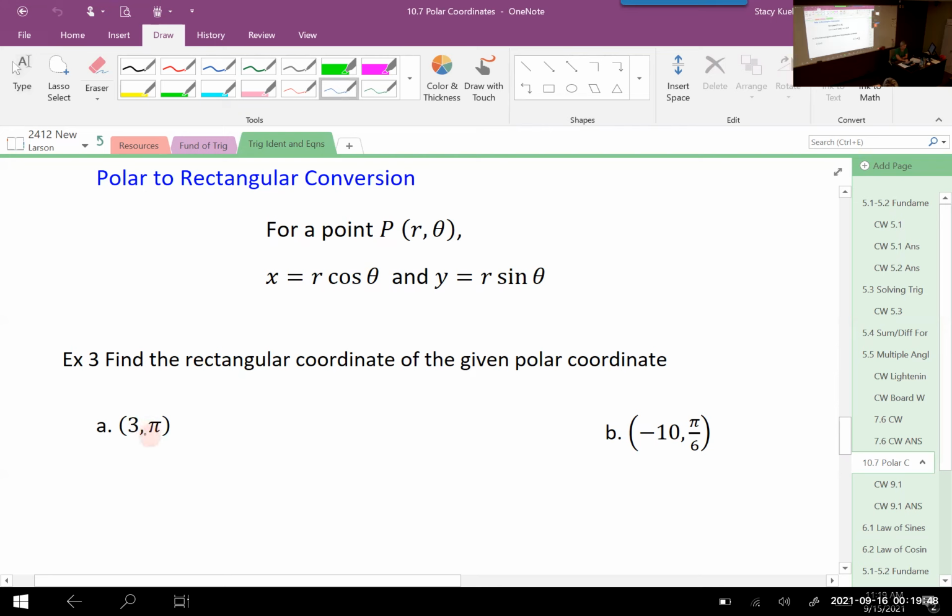So identifying out of that ordered pair that 3 is r, theta therefore has to be pi. And to convert this to the x coordinate, we know x is equal to r cosine theta. So in other words, 3 times the cosine of pi. What's the cosine of pi? 0. -1? Yep, -1. And -1 times 3 would be -3.